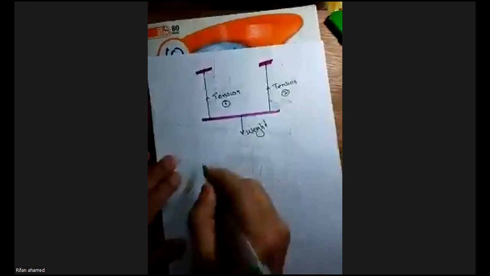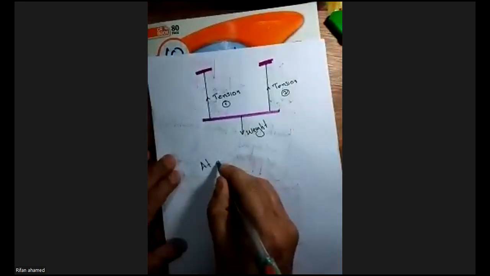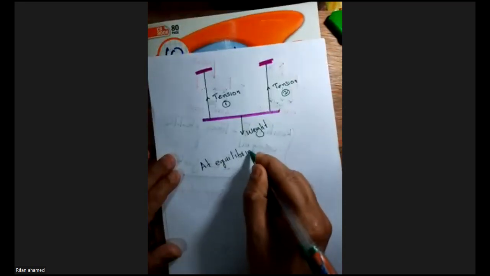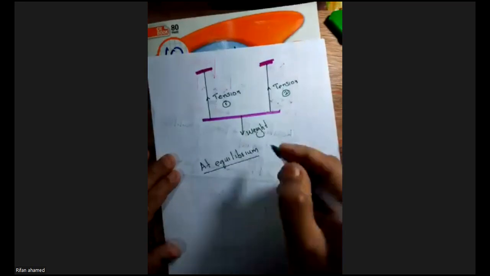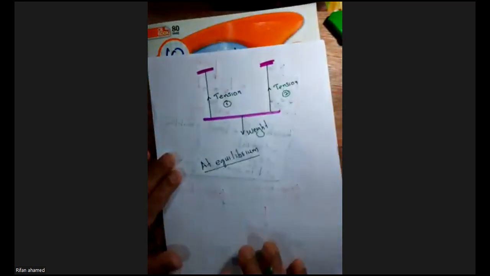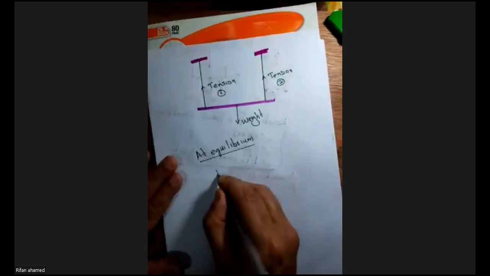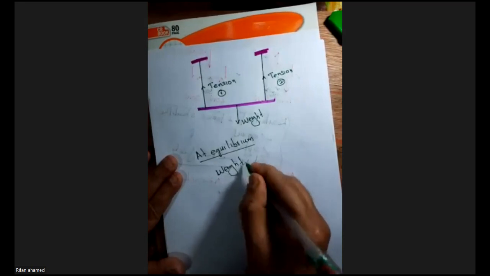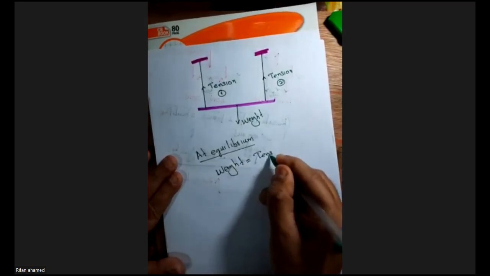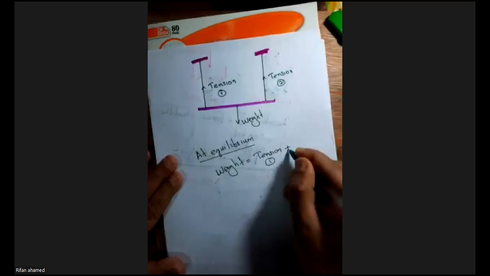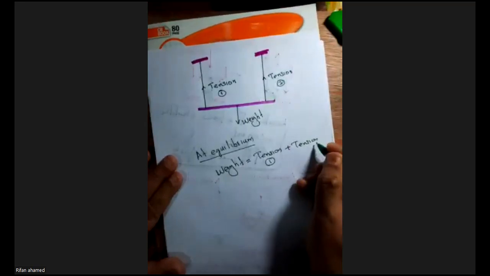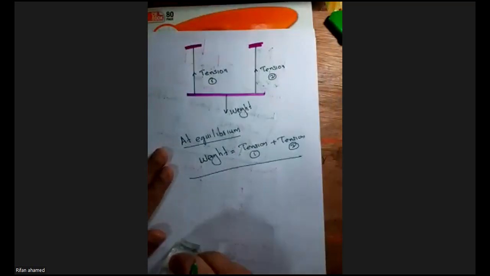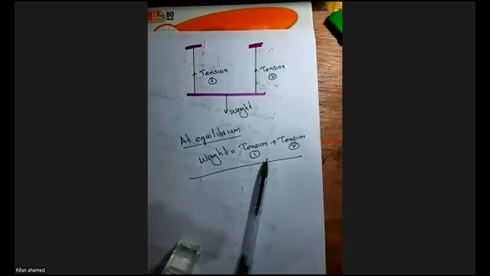So at equilibrium, remember when it is hanging, it is in equilibrium. If it is not in equilibrium, it will either come down or go up. So it is in equilibrium. At equilibrium, the weight is equal to tension 1 plus tension 2. Clear? Right. So you can mark it down. After you complete that, we will go to the next.